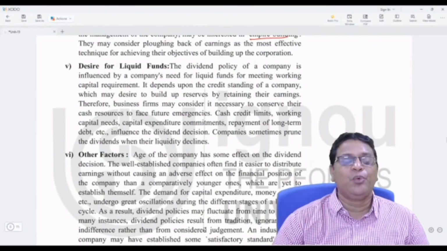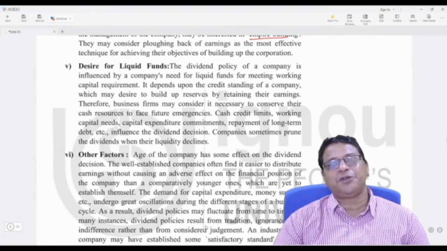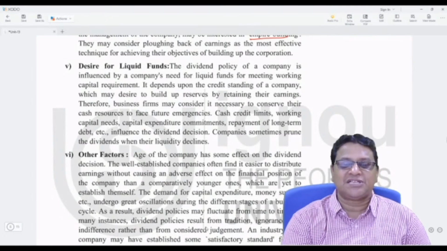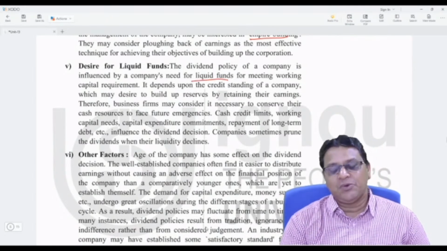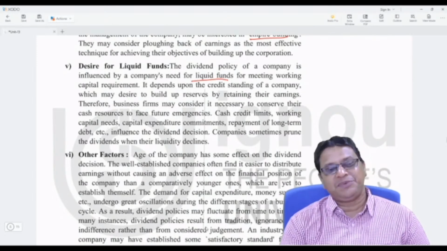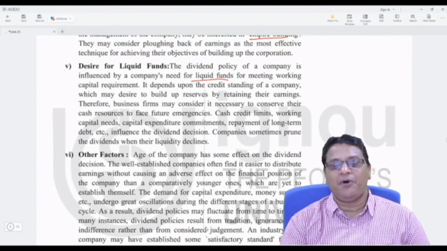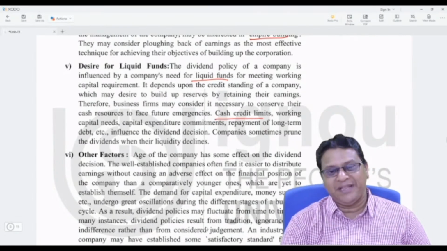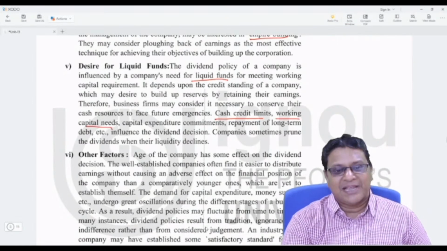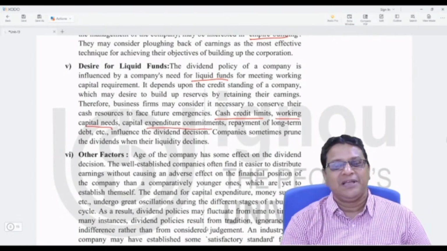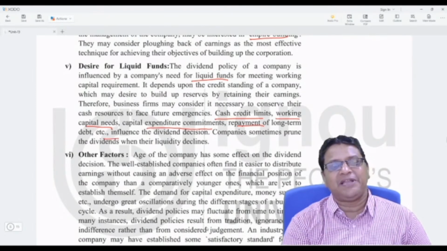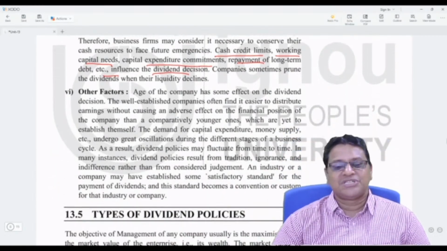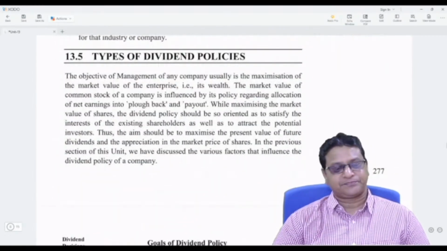Then desire for liquid funds. What is the necessity of the company for liquid funds? If a company has more liquid funds, then it will give a higher amount of dividend. If it has less liquid funds, then it will pay a lower amount of dividend. The cash credit limit of the company, working capital needs, capital expenditure commitments, and repayment of long-term debts also affect the dividend decisions. So these are some of the factors which affect the dividend decisions.